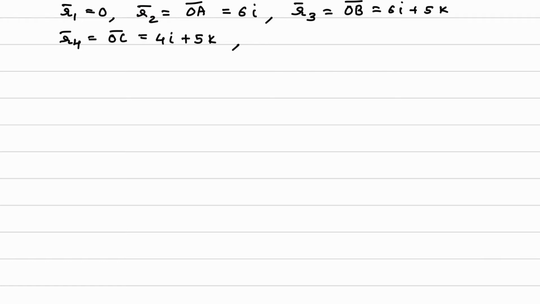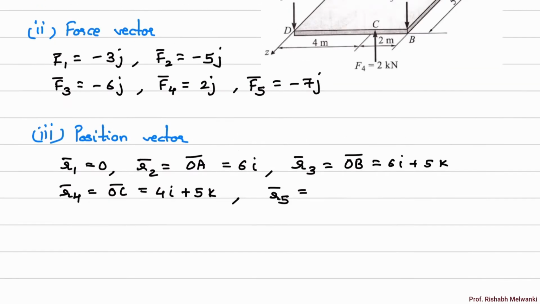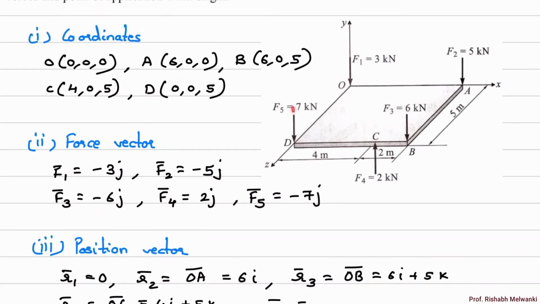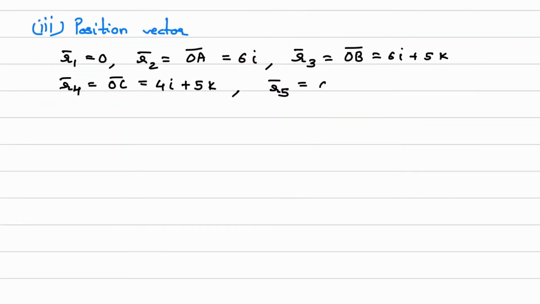And last one, position vector of fifth force. This is the fifth force. So OD we have to calculate. So D minus O. We have only one K term. So this will be 5K. So after writing position vector, we have to write moment vectors.